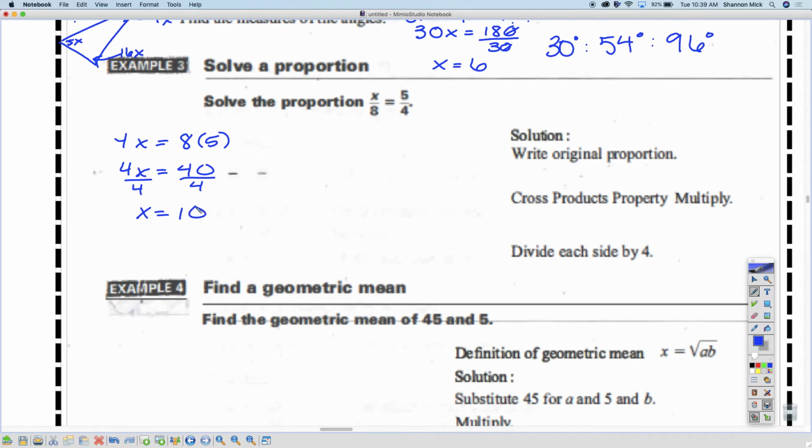Now, remember I said if x was in the numerator, you didn't need to do the whole thing. Could I just multiply both sides by 8 over 1? Could I have done that? And then 4 would go into 8 twice, and 5 times 2 is 10. So if x is in the numerator, can I do that? Yes. But if these confuse you, you should do cross product every time and you'll never mess it up. Got it?